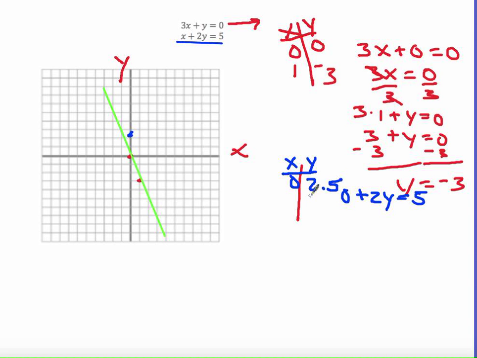And then let's make y 0 to find the x-intercept. So we're going to get x plus 0 equals 5. So x has to be 5. So we're going to go 1, 2, 3, 4, 5, and then the y is at 0. And now let's put a line through that.